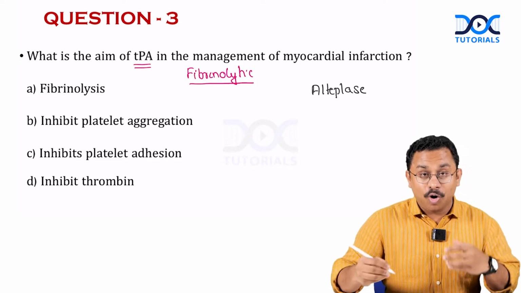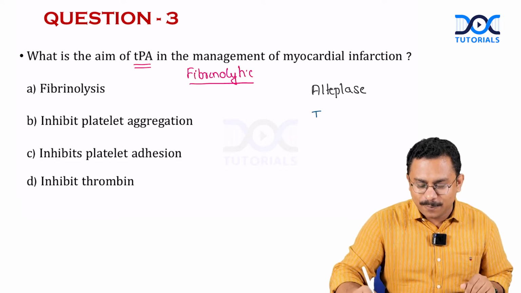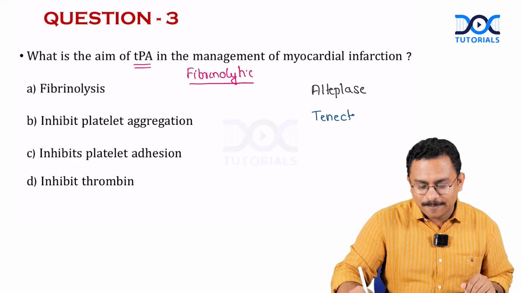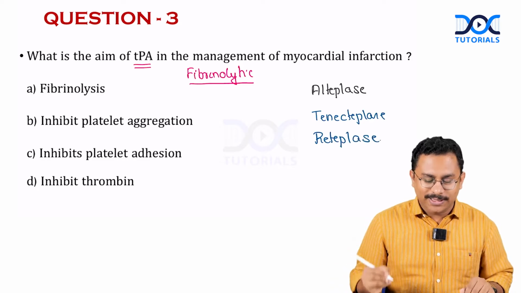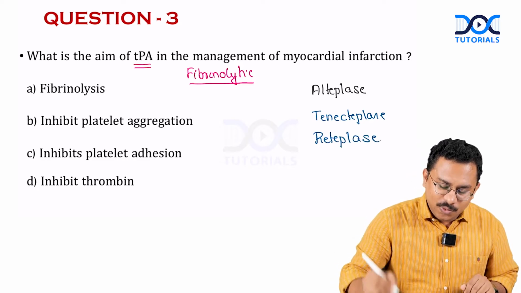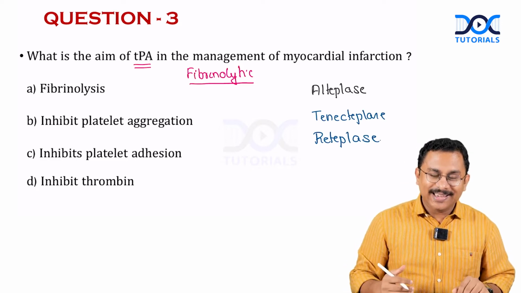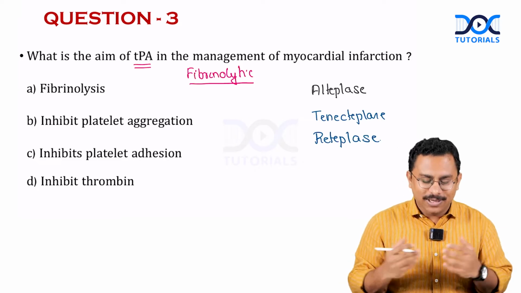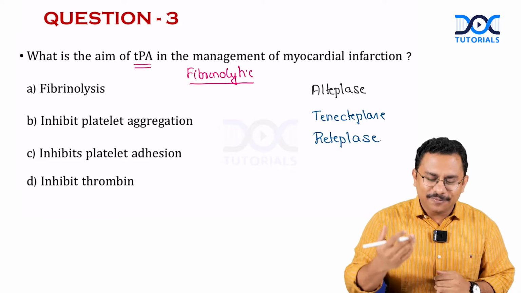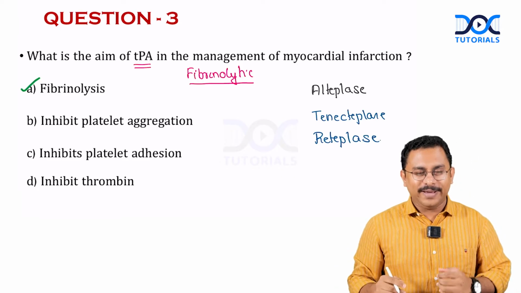And also you have got modified forms of the recombinant tissue plasminogen activator. One is tenecteplase, and also you have got reteplase. Okay, tenecteplase and also reteplase. Now what is the aim here? Is it fibrinolysis, inhibiting platelet aggregation, inhibiting platelet adhesion, inhibiting thrombin? It's straightforward. It is going to be fibrinolysis. That is the answer. Okay, fibrinolysis.